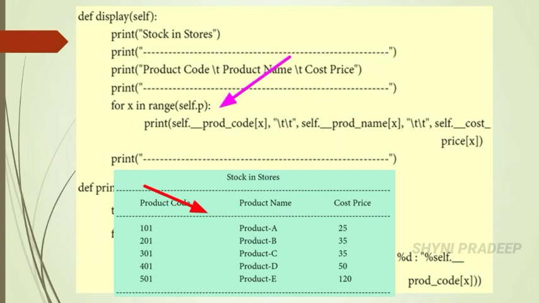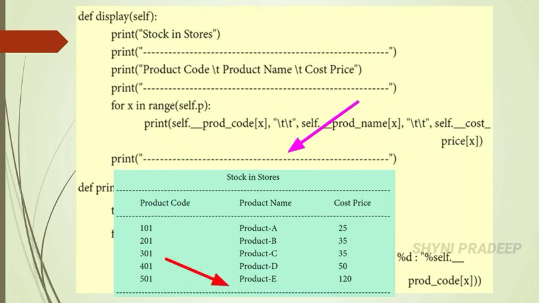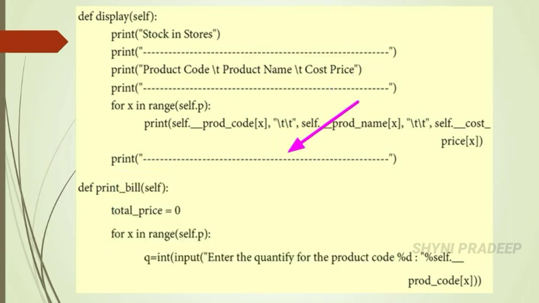After that, for x in range self dot p. Next see print product code, next \t double space, okay, double tab, and next is product name, next cost price. The details of 5 products will be displayed like this, okay. Next print line, okay. Next is the print bill function, total price is equal to 0, the initial total price is 0.